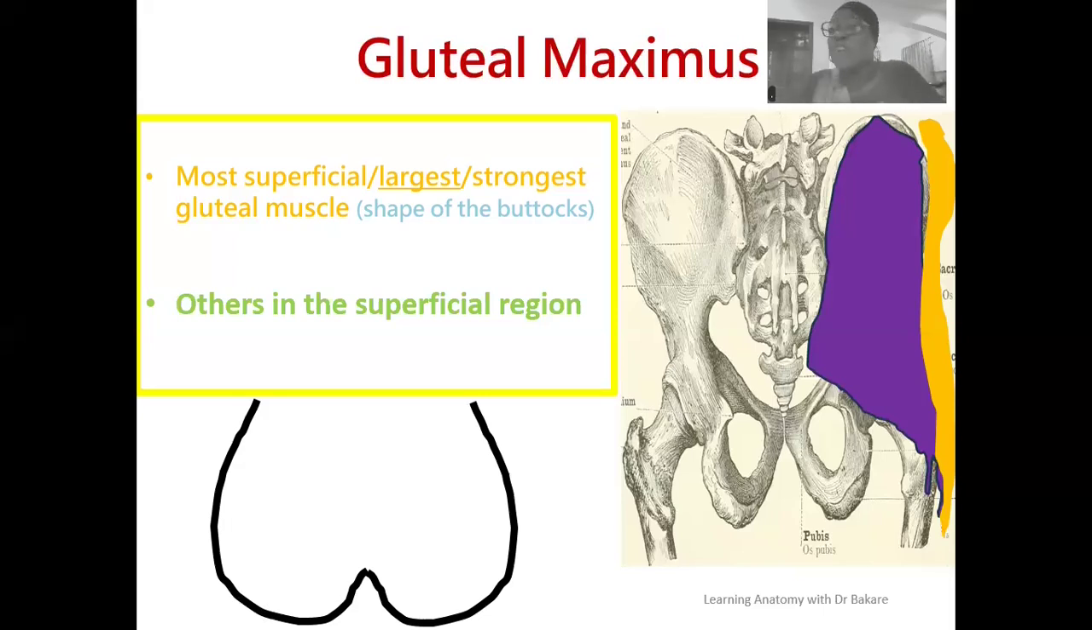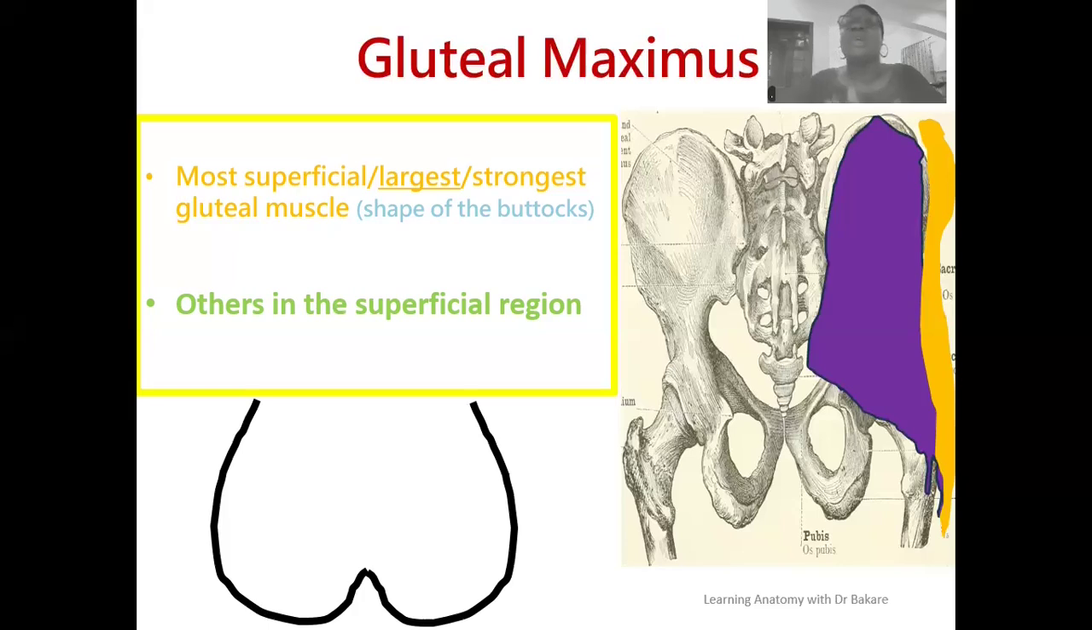Also, we should not forget that the superficial compartment that we have listed is seen to be overlying the deep compartment. If we go back to my lecture on the gluteal region, in that lecture, we listed all the muscles that are located within the deep compartment of the gluteal region.